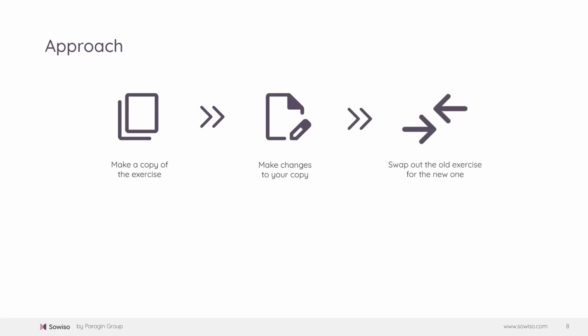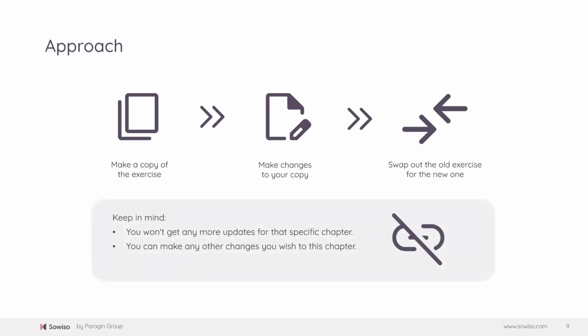This is our approach. We're going to make a copy of the exercise. We're going to make changes to our own copy. And then we're going to switch out the old exercise and add the new one instead. Now keep in mind, you're not going to be able to get any more updates from that specific chapter where the exercise belongs to. So you can make any other changes you wish to this chapter. It's going to be your own chapter. But if our own authoring team makes some updates, you're not going to be able to see those in your own copy.